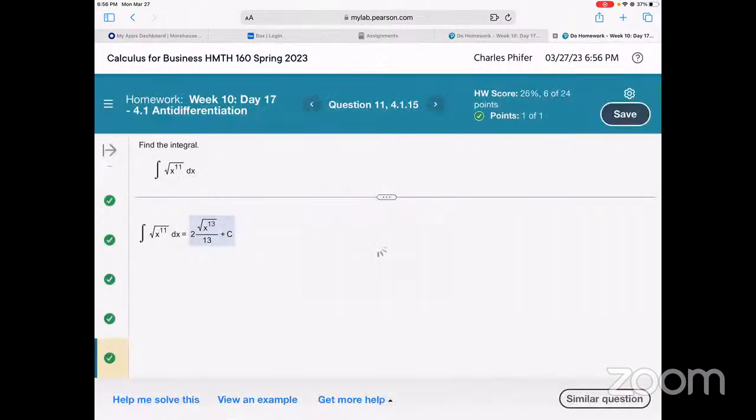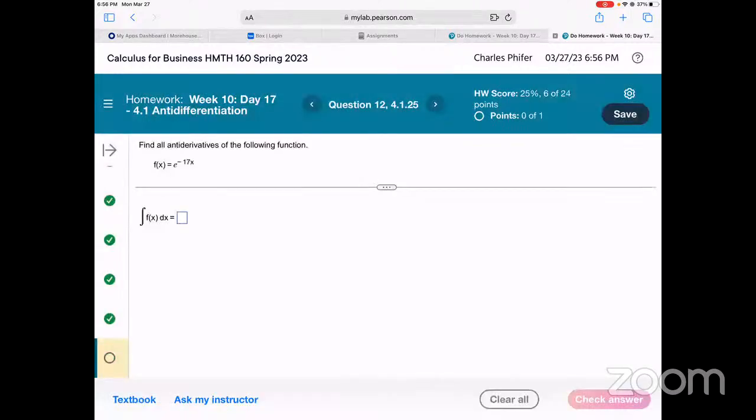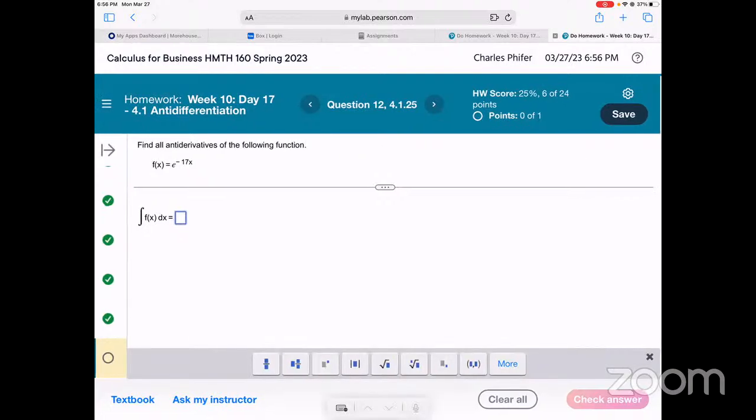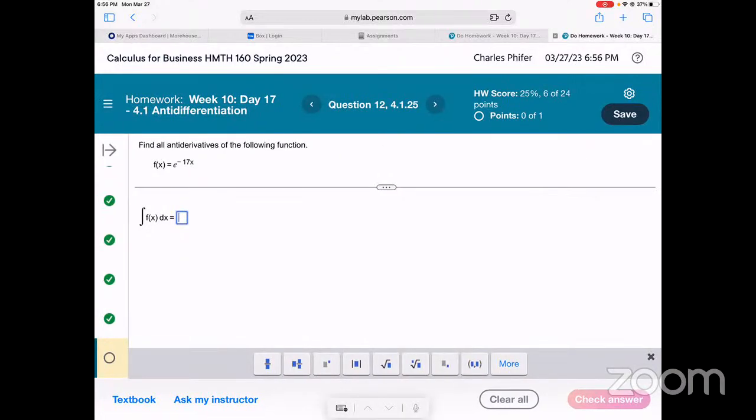Find all antiderivatives of the following function. Okay, so e is its own antiderivative, so we're going to at least go ahead and capture the e to the power of -17x. But then the added caveat is that we need to say divided by that -17, and then we're going to say plus a constant.